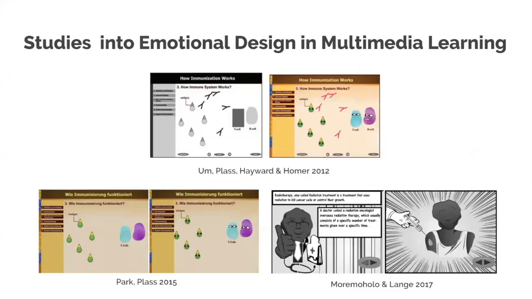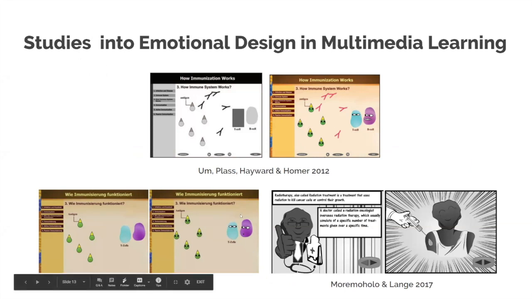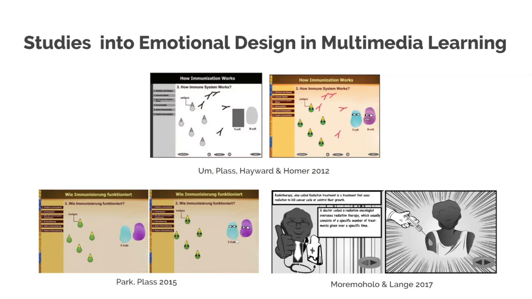Moving on from that, we can discuss the papers in question. Plass, Hayward, and Homer in 2012 were successful in showing that cognition and positive emotion could be increased through design, specifically color theory and anthropomorphization. Since then, Park and Plass tried to explore the effect of anthropomorphism alone, and were not able to say with statistical significance that on its own it could do this.